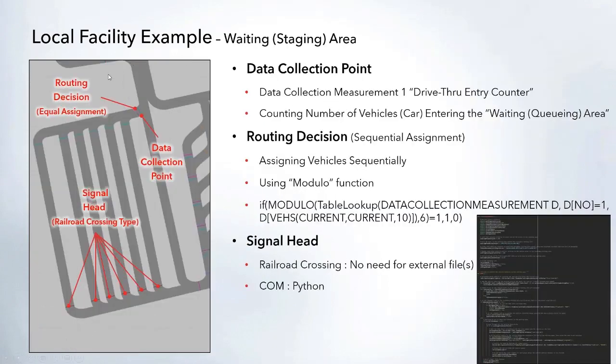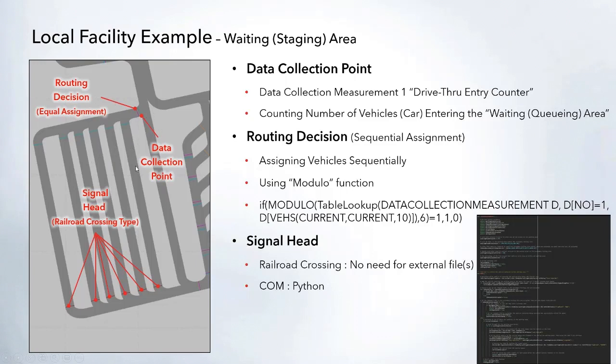And so as the cars that need testing enter the model, they will come down here into the waiting area. And these will also be assigned sequentially using that modulo function. So we have a data collection point set up here to count the vehicles, and then we divide that by 6 in this case, since we have 6 different lanes. So as the vehicles enter, the first one will come here, and then the second, third, fourth, fifth, sixth. Then it will start back at 1, 2, 3, 4, and so on.